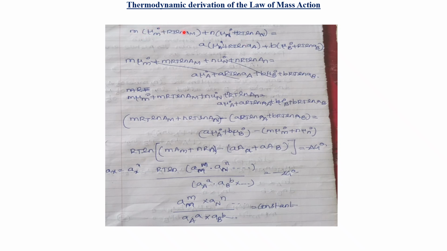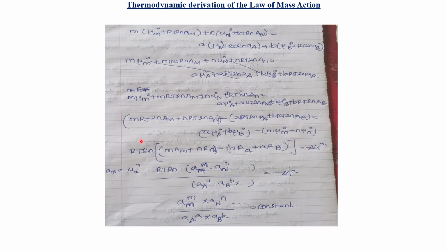We multiply by the coefficients, and we obtain this step. We keep the RT ln parts on this side and move the standard chemical potentials to the other side after the equal sign. In this part, all these terms have RT as a constant, so we take out the RT. So what happened? m ln a_M plus n ln a_N minus a ln a_A minus b ln a_B is equal to what? It equals minus delta G degree, because in equation 2 we have m mu_M plus n mu_N minus a mu_A minus b mu_B, and in this reaction it's totally inverted, so it's minus delta G degree.